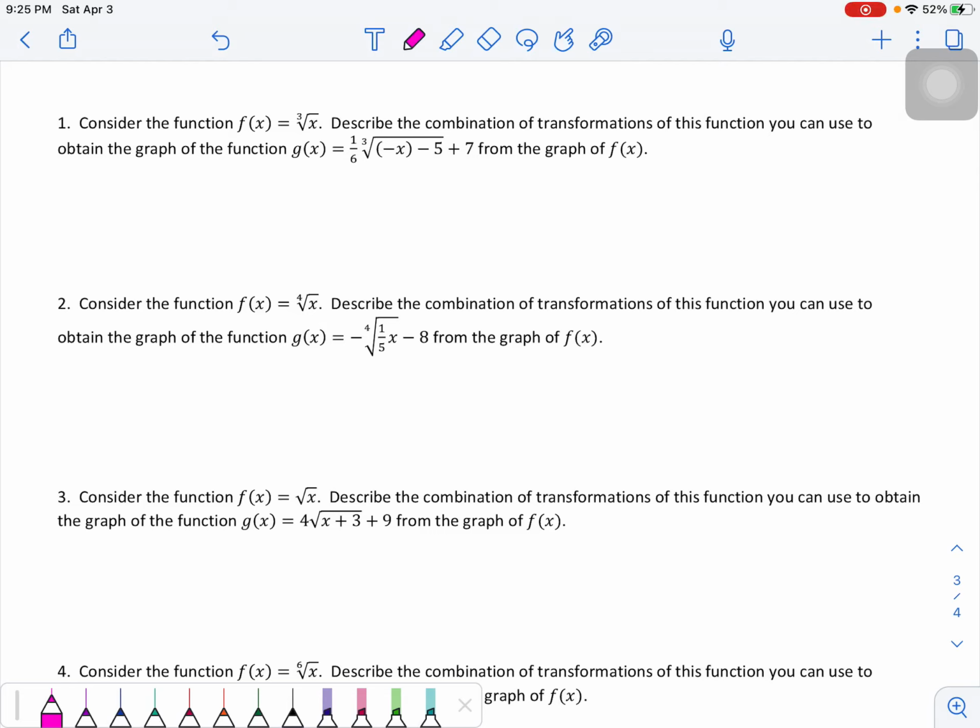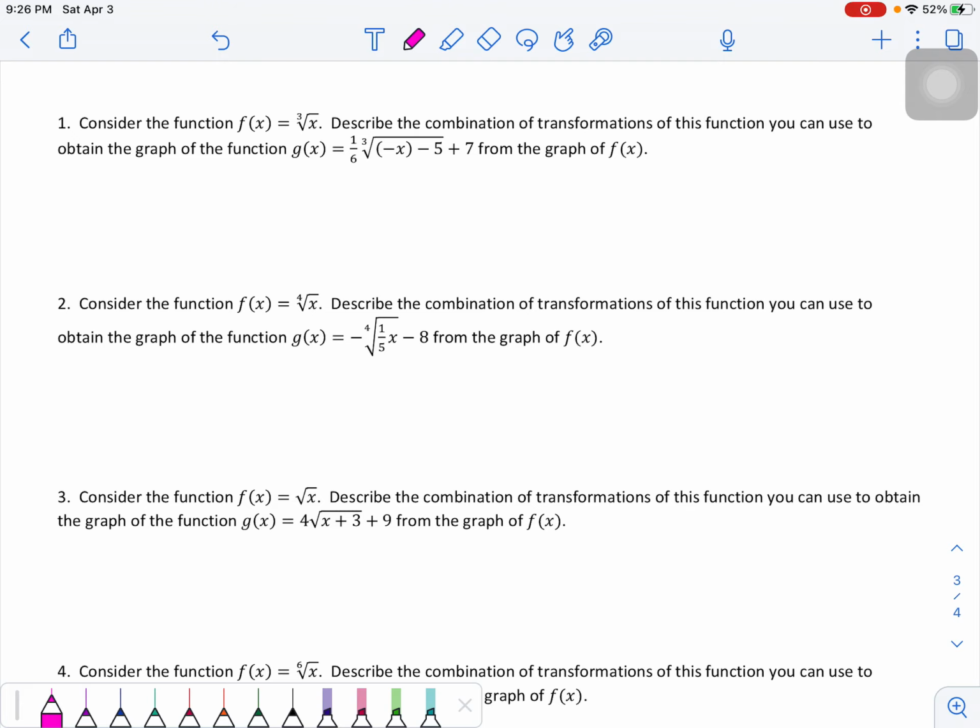All right, in this video, I'm going to look at the rest of the transformation problems on this note sheet, and I'm going to look at just the odd problems. I'll put the even problems in the answer key, so if you have any questions about them, feel free to ask, but I'm just going to do 1, 3, 5, 7, and I think that might be it.